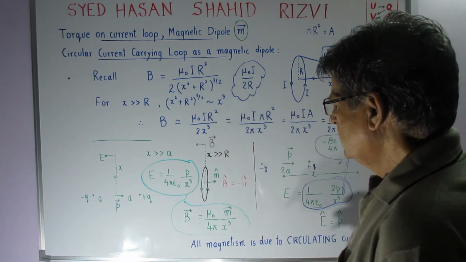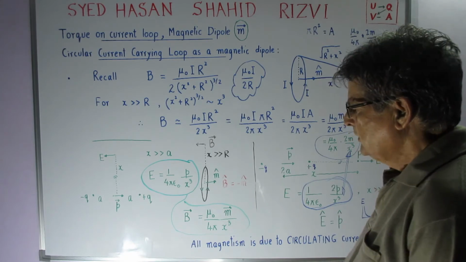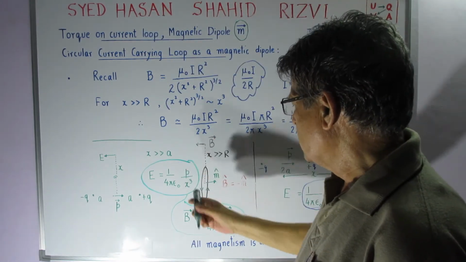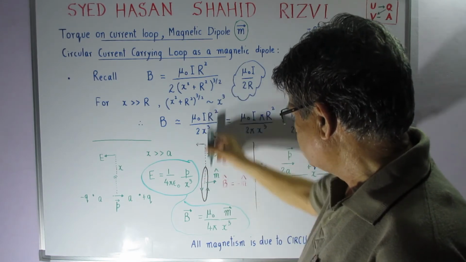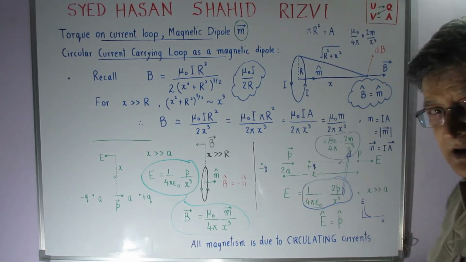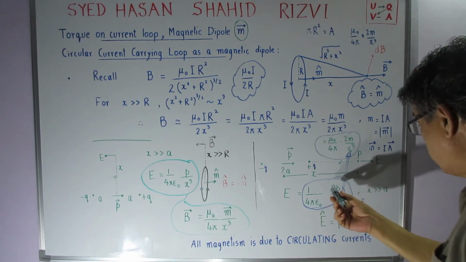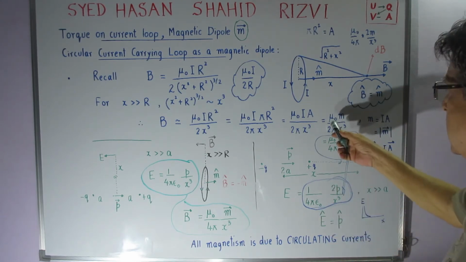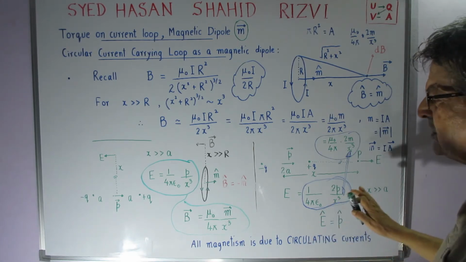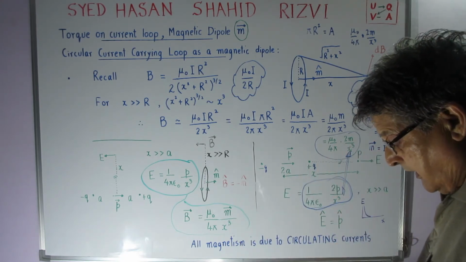So this is the way the loop is akin to a dipole, and the values are also akin to the electric dipole. In the broadside on position, it is p upon x cube, and here in the same kind of position, it is again m upon x cube. Whereas in the end-on position, on the axis of the dipole, I have 1 upon 4 pi epsilon naught into 2p upon x cube, and so here it is mu naught upon 4 pi into 2m upon x cube. Complete similarity. Remember one, and the other can be recalled by you anytime if you are in a hurry.